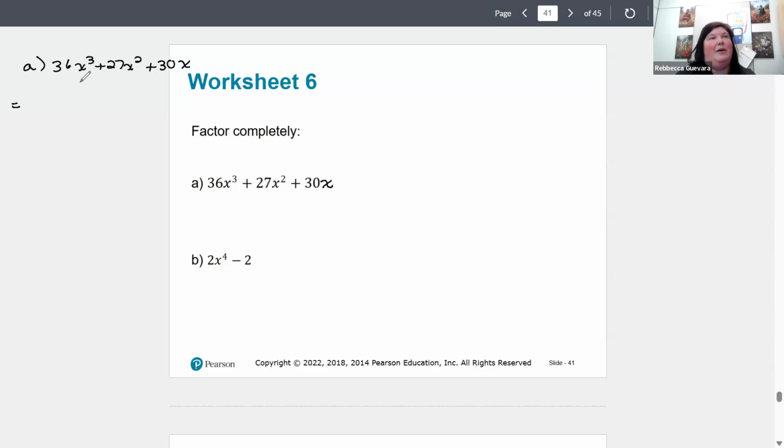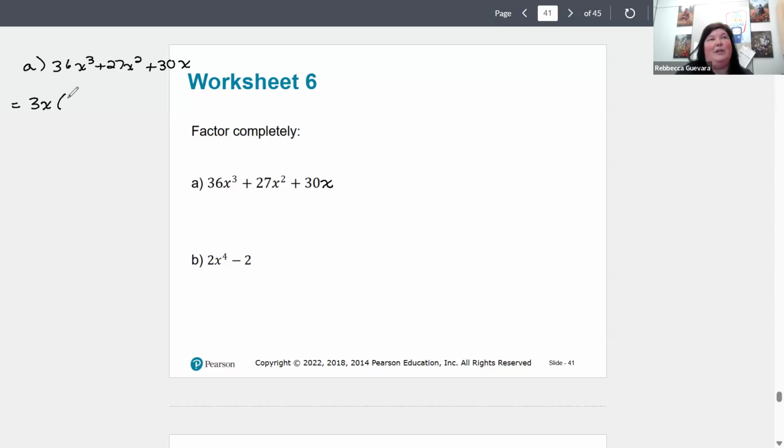So we can divide everything by just 3? Yes. So we divide everything by 3. Actually, I think we could divide everything by 9. No, we can't. I don't know why, for some reason I thought we had a 9 there. So no, we can divide everything by 3, and we can divide everything by at least an x. So we can take out a greatest common factor.